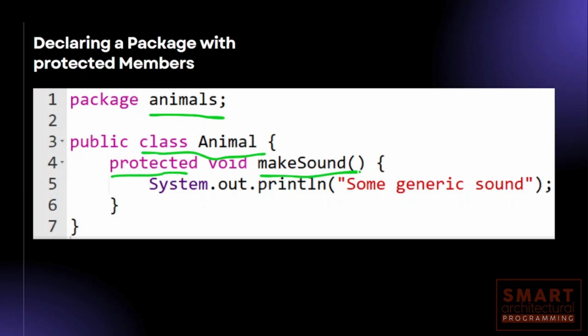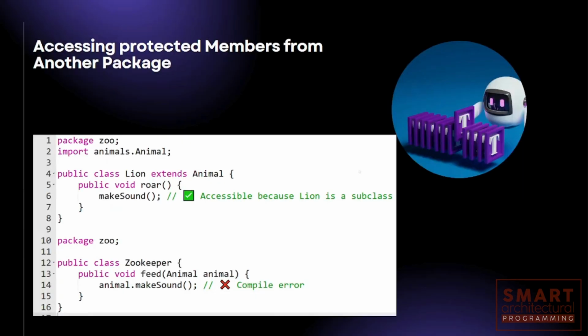It is accessible and visible to the entire package, and it's visible to subclasses outside the package as well. So how do you access protected members from another package, right? Keep in mind, subclasses can access protected values from another package.